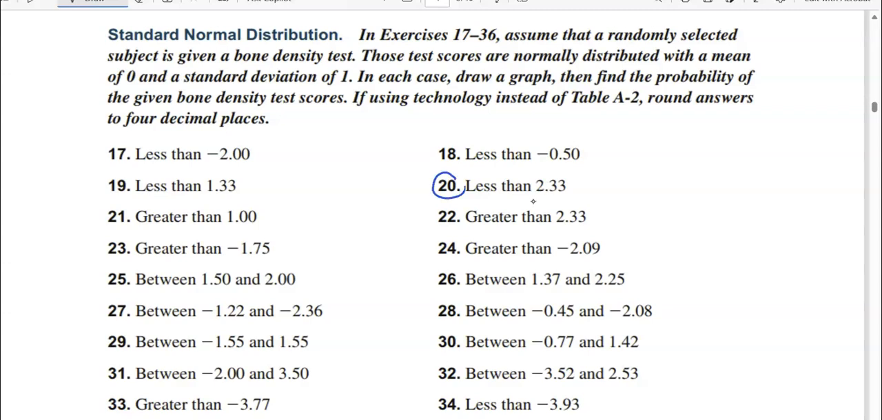They're asking us to find the probability that we have a z-score of less than 2.33. Notice this is still a standard normal distribution. So trying to find the probability that z is less than 2.33. If we were to draw a picture of that, 0 is in the middle. Here's 2.33. It's going to be shaded to the left of 2.33.